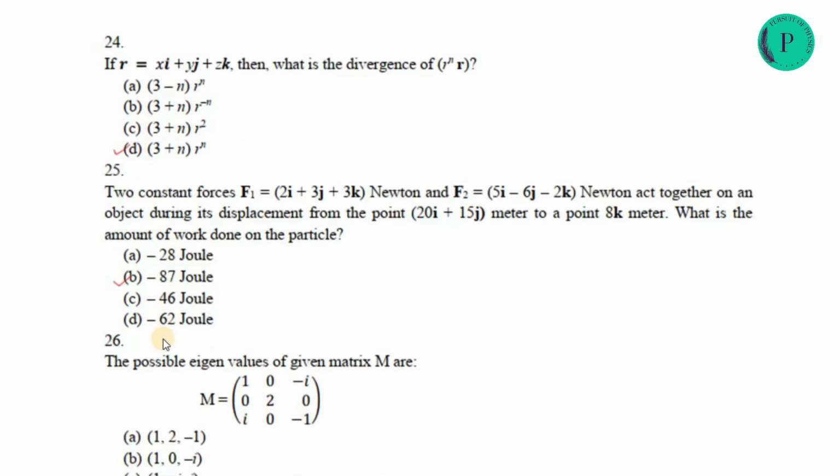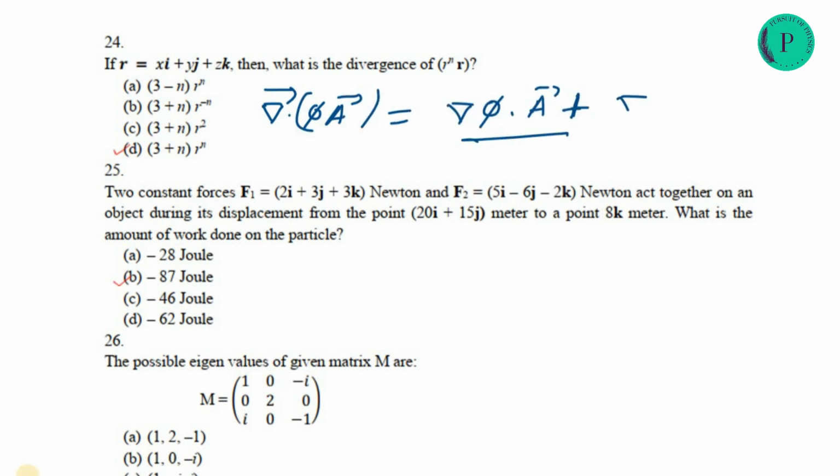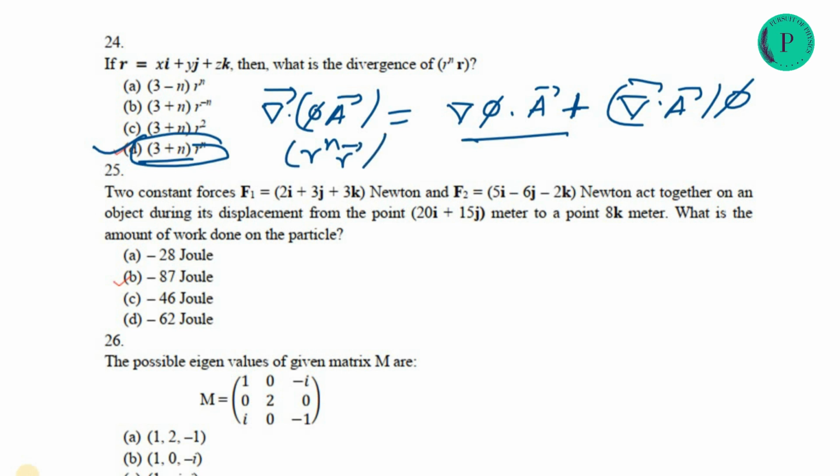Next is the divergence of phi a, which is grad phi dot a plus phi divergence dot a. So this is the formula, and if you put it here, you get 3 plus n times r to the power n. So here r to the power n, and r is a vector. If you put it here, you get grad r to the power n dot r. So this will give you n, 3 plus n, r to the power n. So D will be the answer.